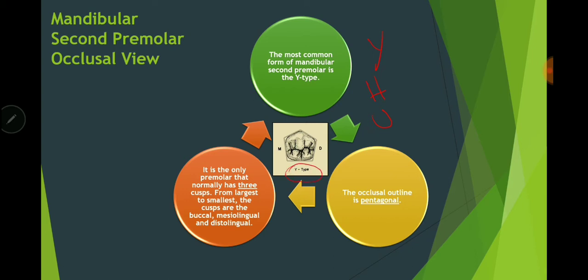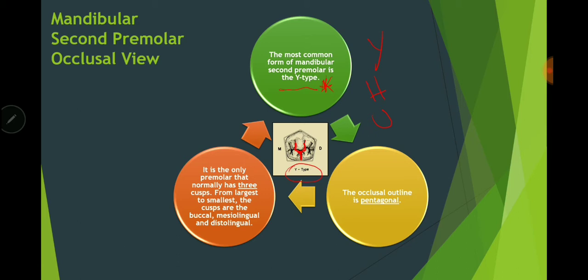Because you can see these grooves here and here, they come like this and they form a Y. You see that? So it's not complicated to see this. And the U type is just going to look like a U. So the most common form of the mandibular second premolar is the Y type. That's the most common. And the occlusal outline of the Y type is a pentagon.